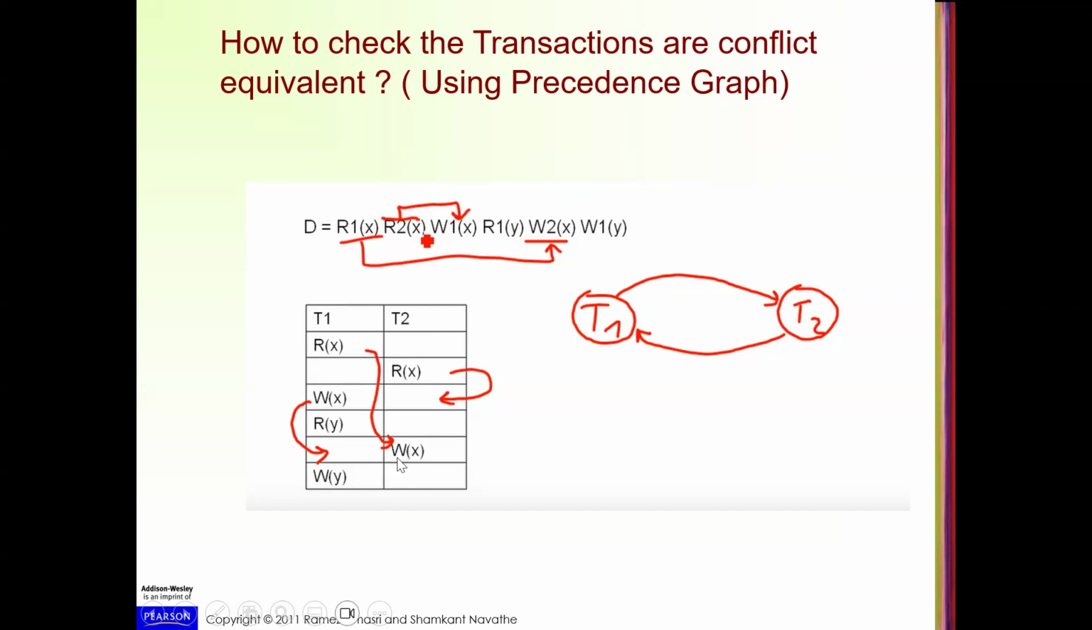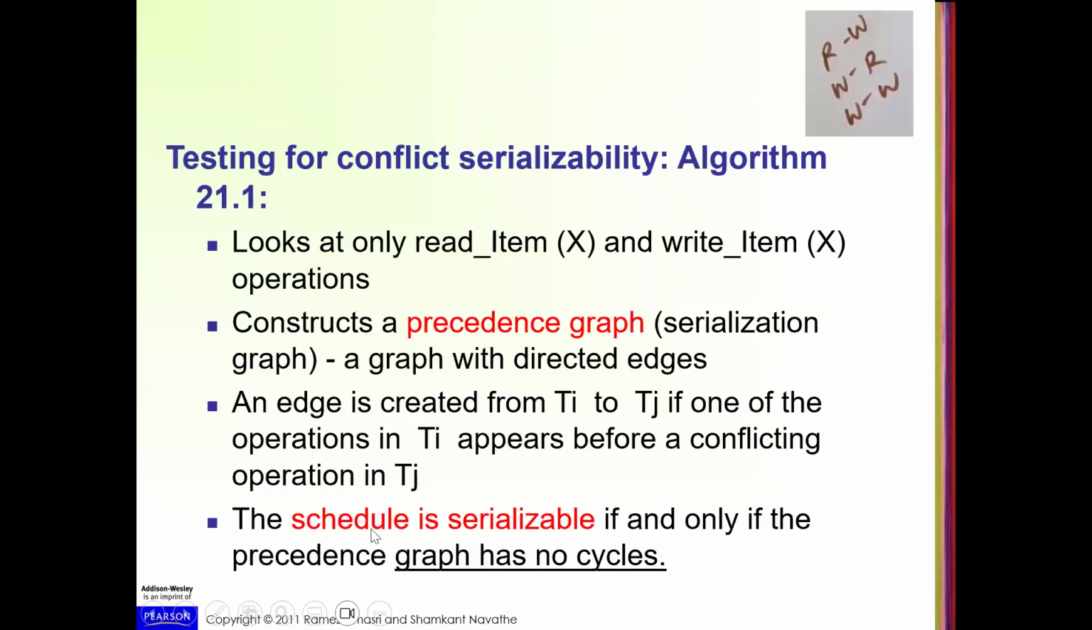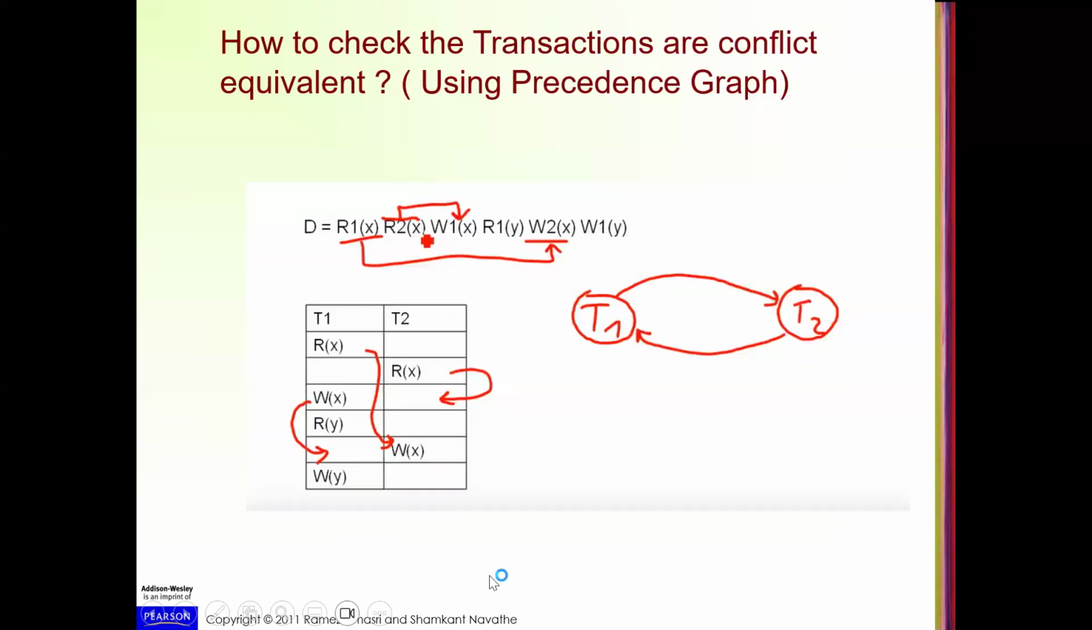We wrote it already, but this W of X is creating a problem with W of X from T1 also. So from the transaction T2, we are making an arrow to T1. So here there is a cycle. Whenever there is a cycle, it means it is not conflict serializable. A schedule is serializable if and only if the precedence graph has no cycle. But here we have a cycle, we have a loop.